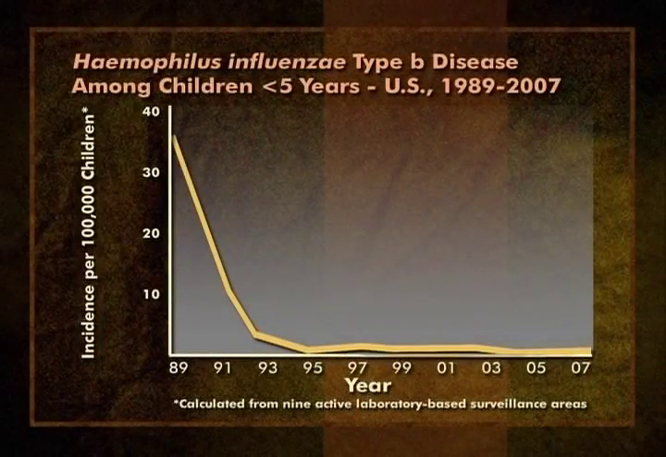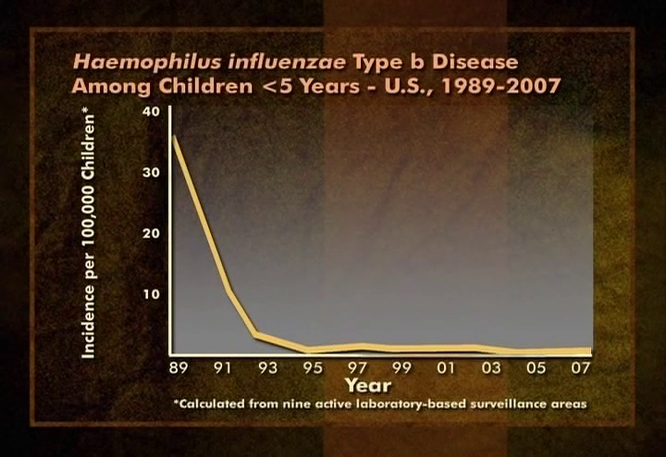Invasive Hib disease became nationally reportable in 1991, so historical data before that is estimated. Before an effective vaccine became available, there were an estimated 20,000 invasive Hib infections each year, with up to 1,000 deaths. This is a graph of the incidence of invasive Hib among children younger than 5 years since 1989. The rate per 100,000 children is shown along the vertical axis and the year on the horizontal axis. Incidence was estimated between 25 and 60 cases per 100,000 in the pre-vaccination era.